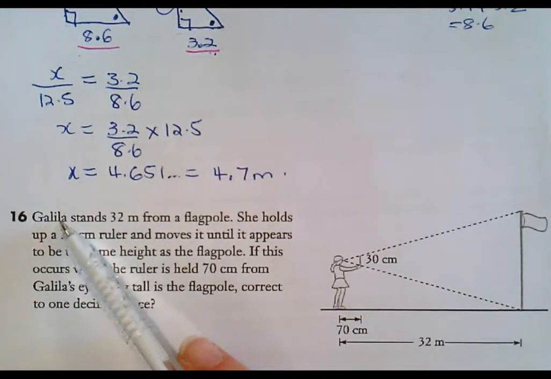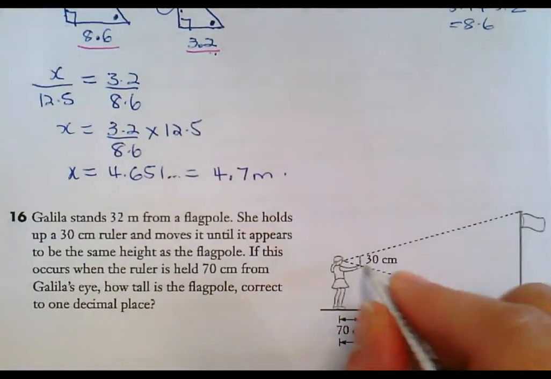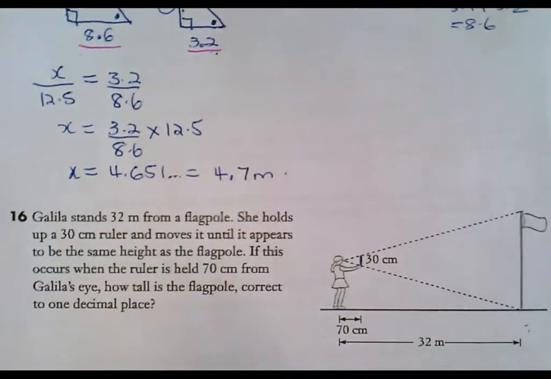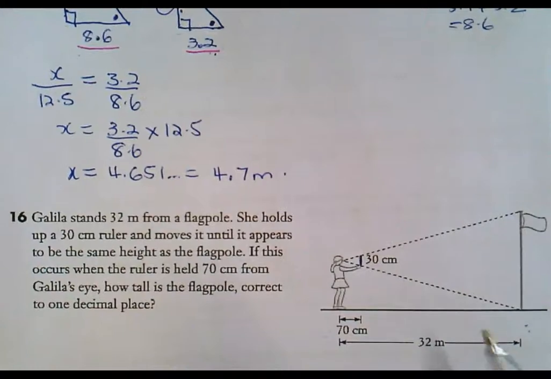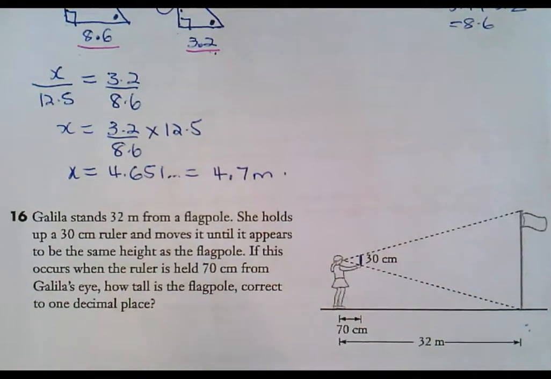Leela stands 32 metres from the flagpole. So that's her direct distance to the flagpole. She holds a 30 centimetre ruler up, girls. You know that trick? She holds a 30 centimetre ruler up in front of her and moves until it appears to be the same height as the flagpole. You know how people hold objects, trick photography, that sort of stuff?